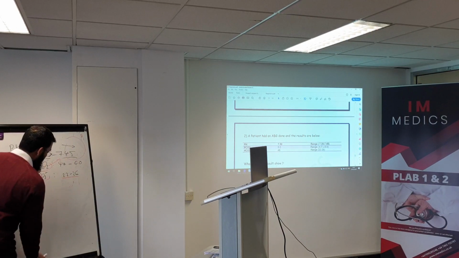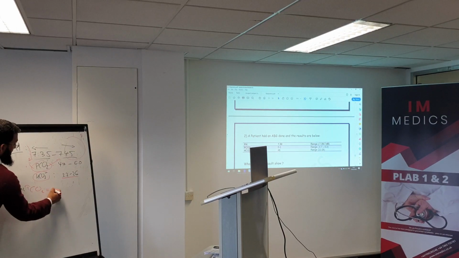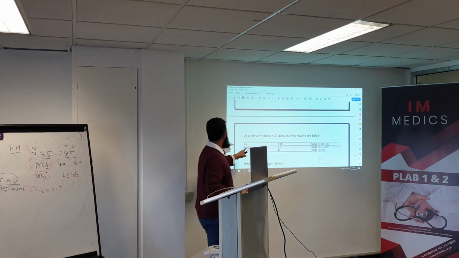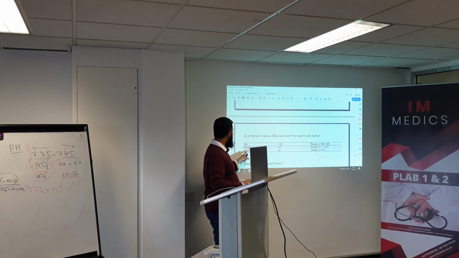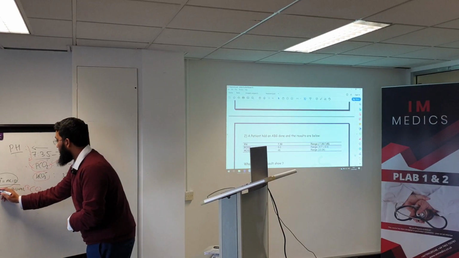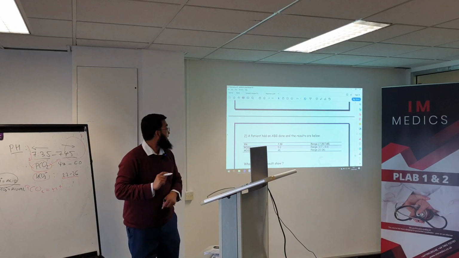So let's rephrase it, sorry. Carbon dioxide is actually within the range, okay? So if CO2 is within the range, that will not explain this alkalosis. Bicarb here is 46. So bicarb is high, so this is causing metabolic alkalosis.